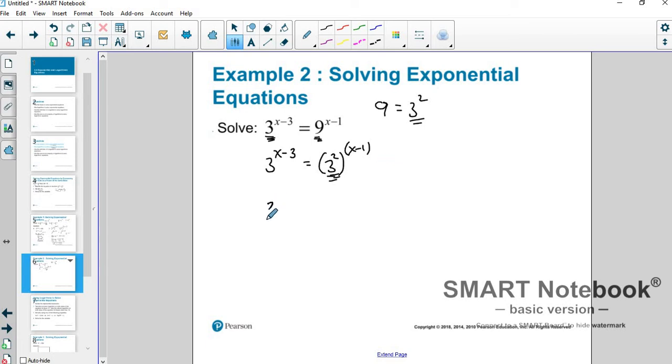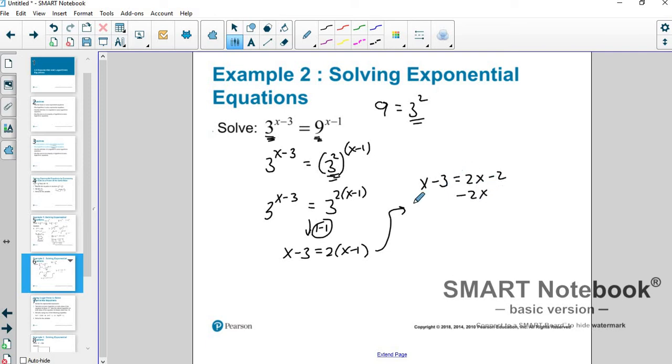All right, so with that done, you get 3 to the x minus 3 equals 3 to the group 2 times x minus 1 using the product rule for exponents. And now the one-to-one property says the exponents are the same. Okay, so we get x minus 3 equals 2x minus 2. Subtract 2x from both sides, add 3 to both sides, and you're left with negative x equals positive 1, so x equals negative 1. All right?